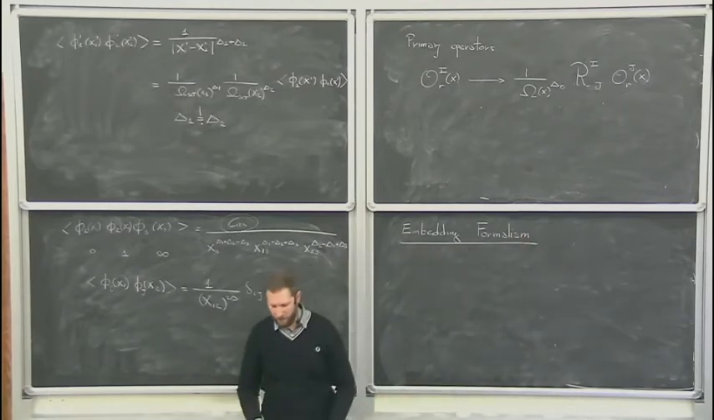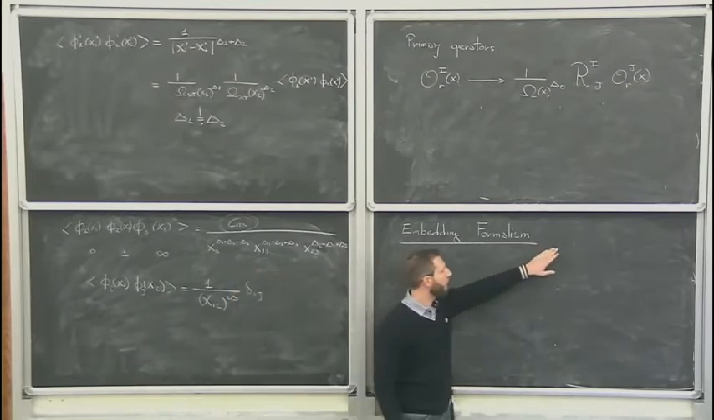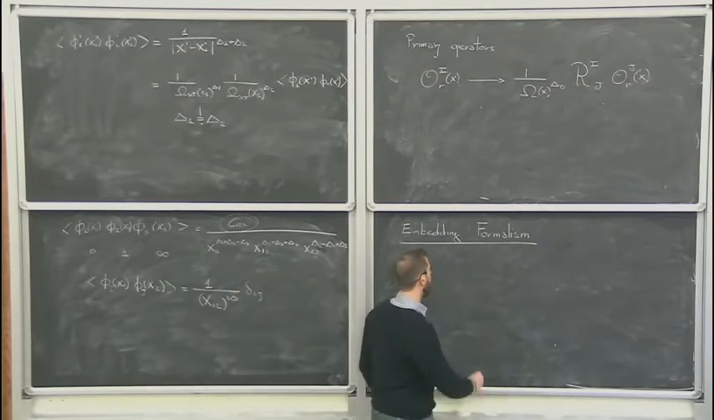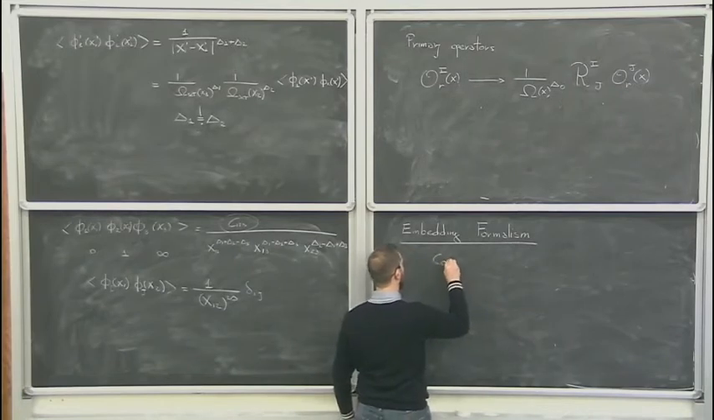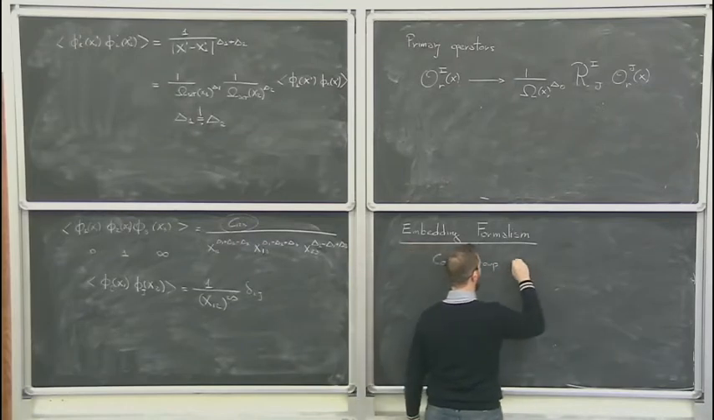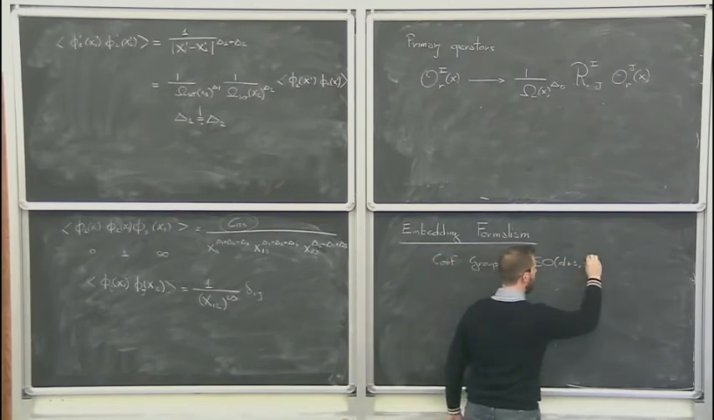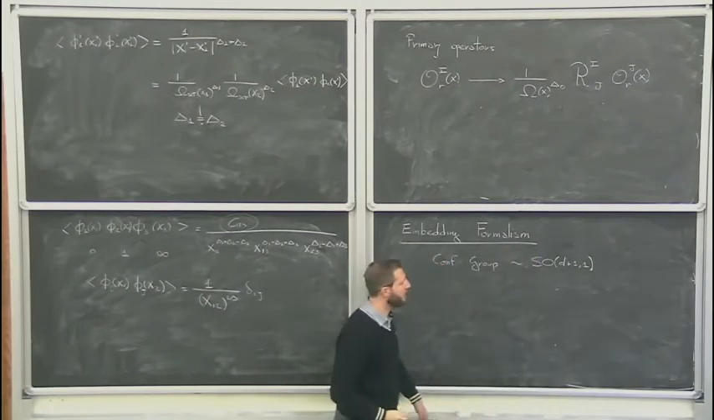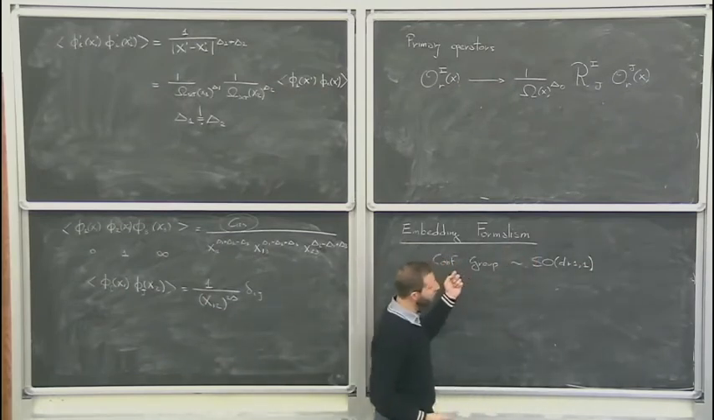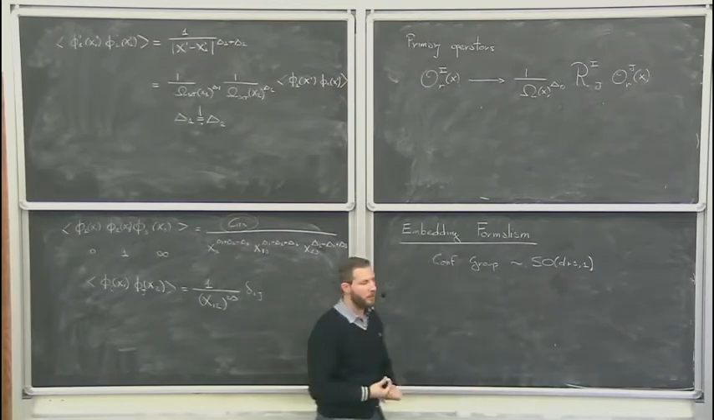The embedding formalism relies on the observation that we made before, that the conformal group is isomorphic to SO(d+1,1) in Euclidean space. And we gave the precise mapping between the generators of the conformal group and the generators of rotation in d+2 dimensions.